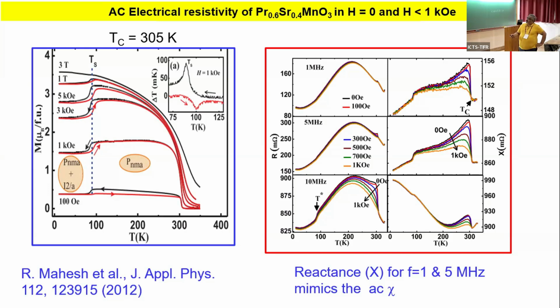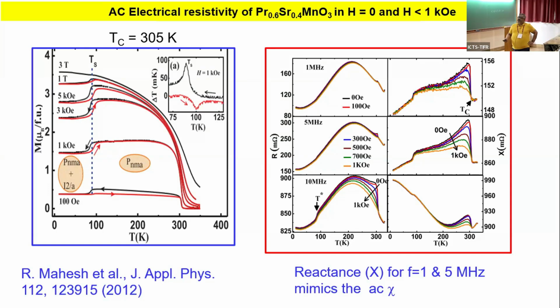So for this compound, this is the DC magnetization, which shows that there's a ferromagnetic transition, a rapid increase at low field. Then within the ferromagnetic state, there's an anomaly around 100 Kelvin. This anomaly comes from a structural transition from orthorhombic to a mixture of orthorhombic and monoclinic phase, which was also confirmed by differential thermal analysis, as I've shown here. Okay, so this is the magnetization.